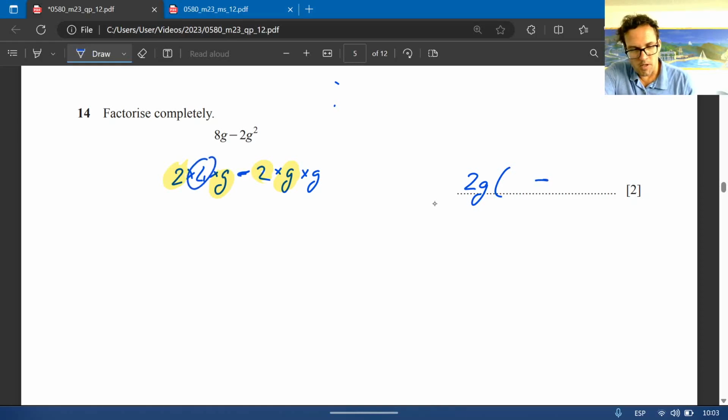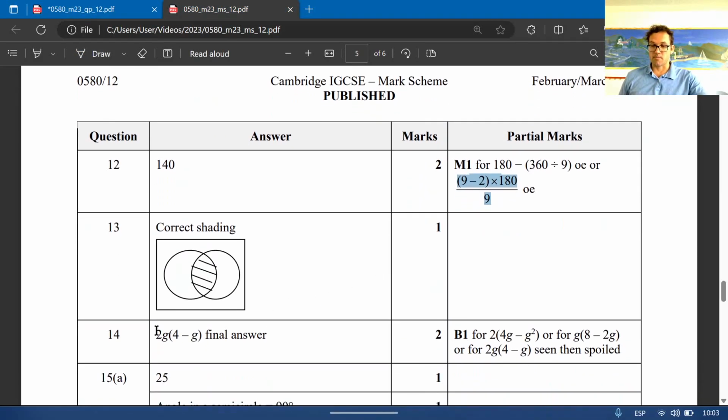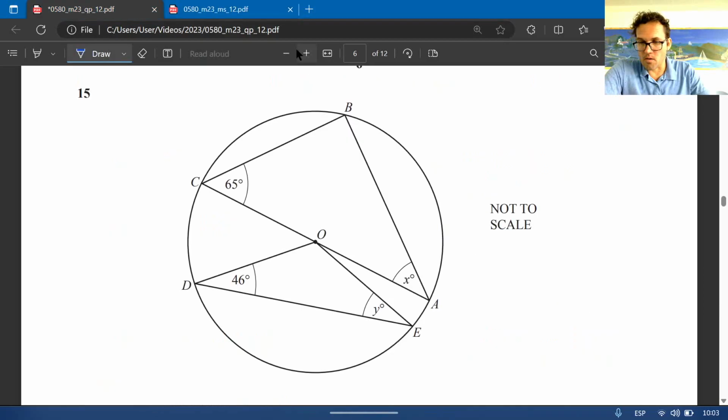There's a 4 left here, and a g left there. And it's done. 2g times 4 is 8g. 2g times minus g gives you minus 2g squared. Final answer. You get 1 mark if you do partial factorization, if you only take the 2 out or only the g out.